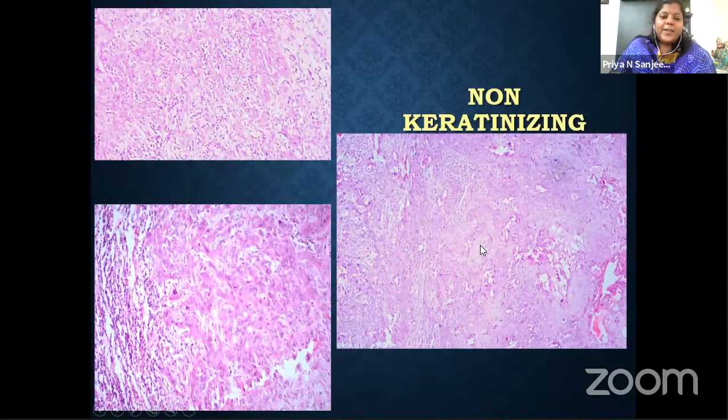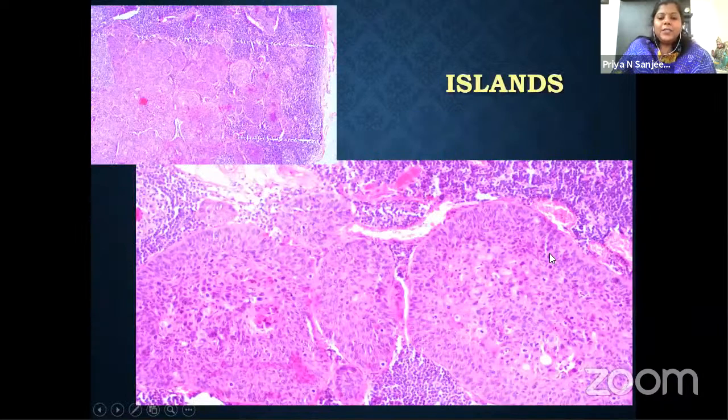And it can be non-keratinizing type. Sometimes it is poorly differentiated type with absolutely no keratin. You can see here, there's no keratin formation, and it has completely involved the lymph nodes. And the tumor dysplastic cells can be in the form of islands. You can see the variable sized islands surrounded by the lymphatics. And you can see the cellular pleomorphism, hyperchromatism, alteration in the nuclear cytoplasmic ratio.